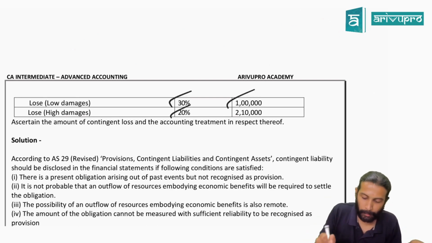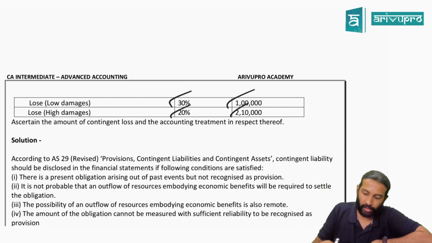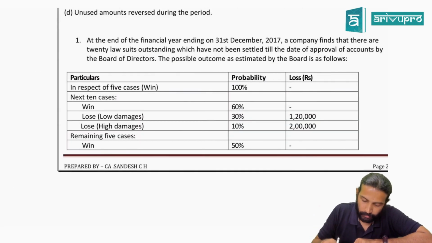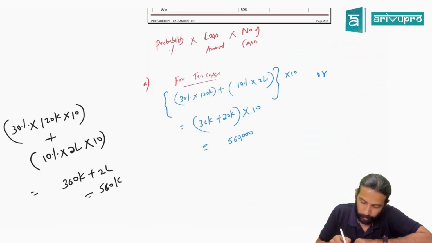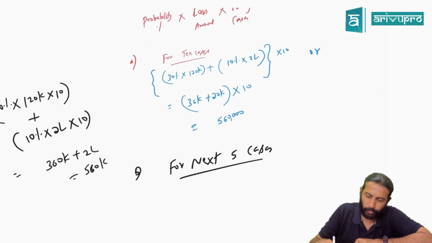1 lakh. There is a 20% damage that you'll have to pay. How much? High damages of 2,20,000. That means, can you calculate the provision for me, sir? We'll do it here only. For the next point, B, for the next 5 cases, same, apply the formula blindly.